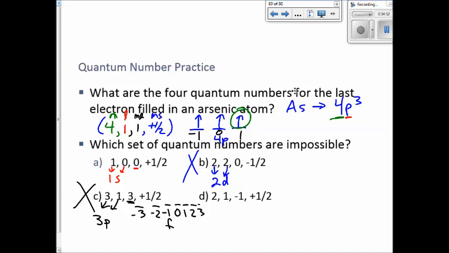How about this last one? Does it work? So this is 2p. Does the p have a -1 in it? Oh, yes, it does. So that one works. This one works, and A works, but the B and C are incorrect quantum numbers. Okay? So as you see, they can ask multiple choice questions like that as well.